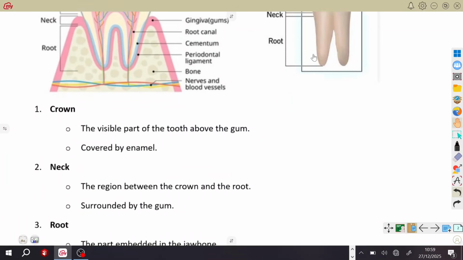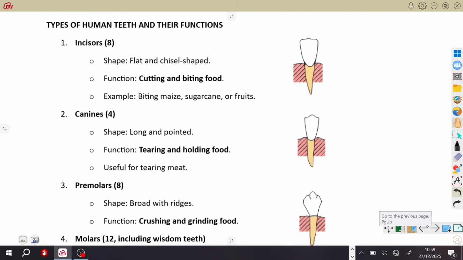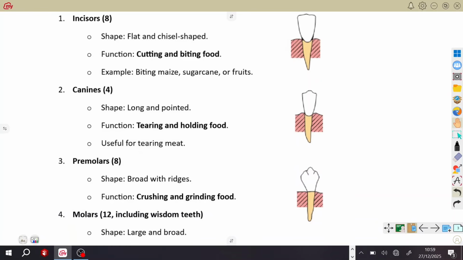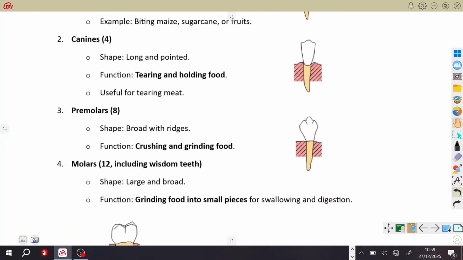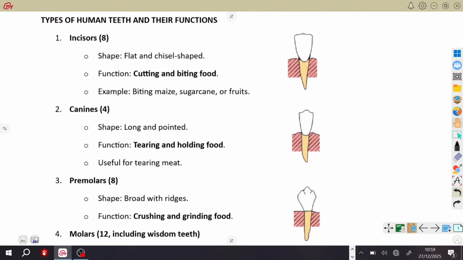So now next we are going to look at the types of teeth and their functions. You must understand that there are four types of teeth in a human or in animals. We have the incisors, the canines, premolars, and molars. Four types of teeth. So you have to know these four types of teeth and their functions.